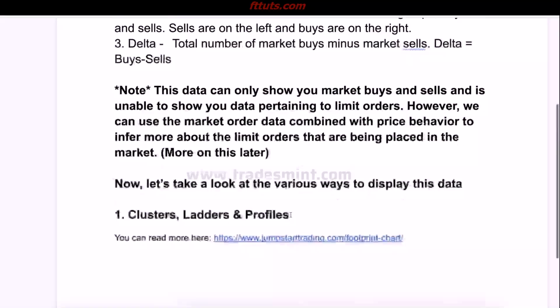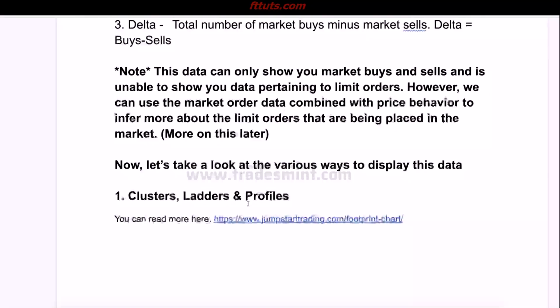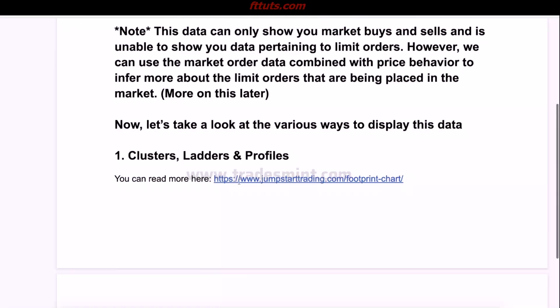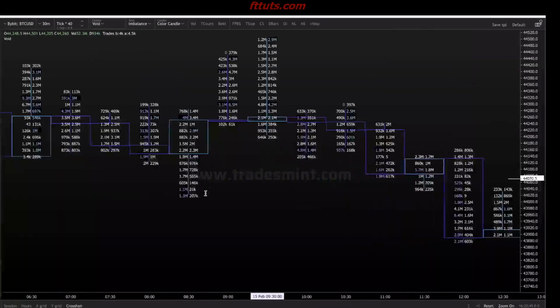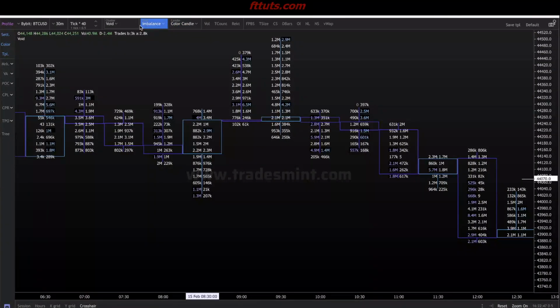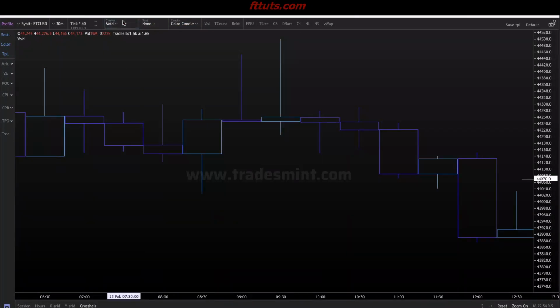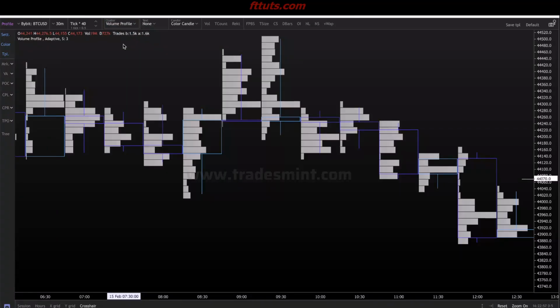So let's quickly go over the different ways to display the data. Again, clusters, ladders, and profiles. I recommend, if you want more on this, you check out the jumpstarttrading.com footprint chart link in the course materials. But essentially, we can display these things in multiple ways. Cluster is going to give us a visual representation of the text. So we could do a volume profile, which basically gives us the amount of volume that was traded in a visual representation instead of a number.